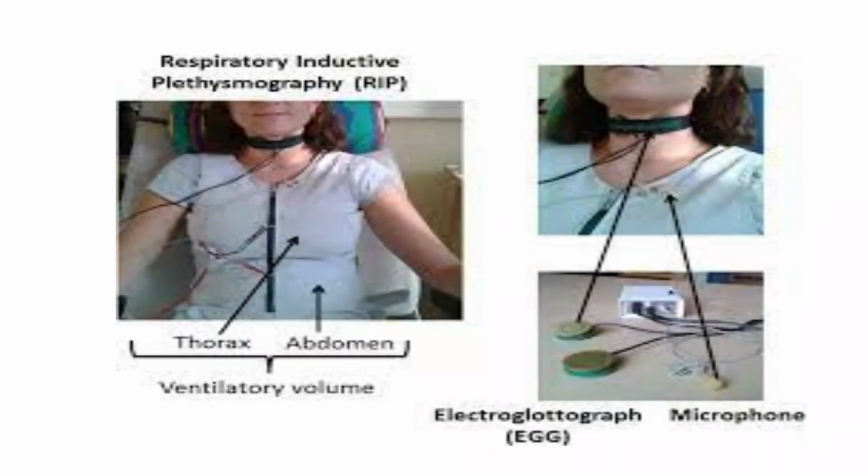This is a pictorial representation of an inductive plethysmograph. Here they are having the electroglottograph and a microphone for measuring the volume changes in the thoracic region.